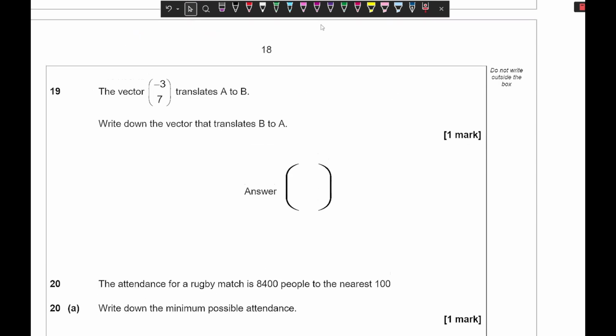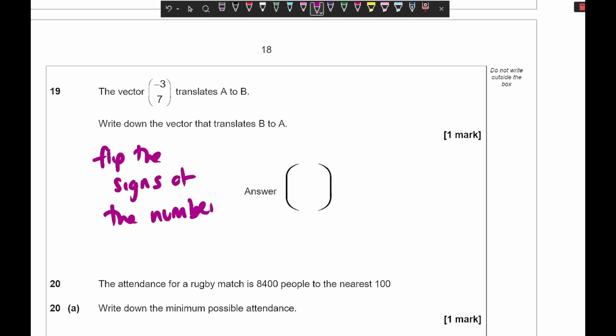Moving on to question 19, it says that a vector translates A to B of minus 3, 7. Write down the vector that goes in the opposite direction. Now for this, all we need to do is basically just flip the signs of the numbers. So minus 3 becomes positive 3 and positive 7 becomes minus 7.